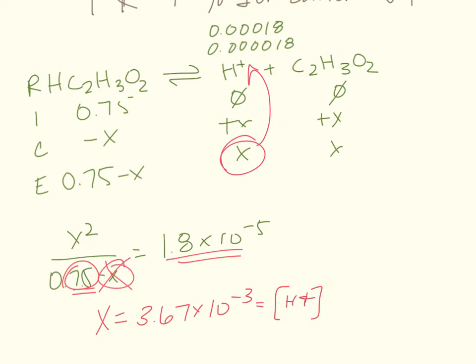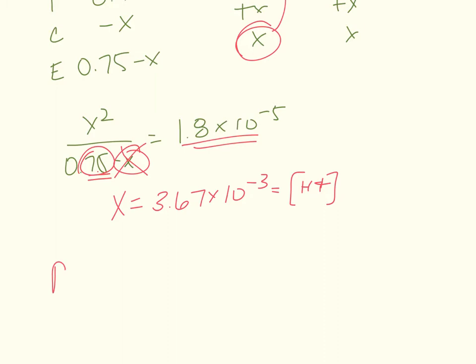And so then to find the pH, I'm going to take the negative log of that number, 3.67 times 10 to the negative 3rd, and that is 2.43.